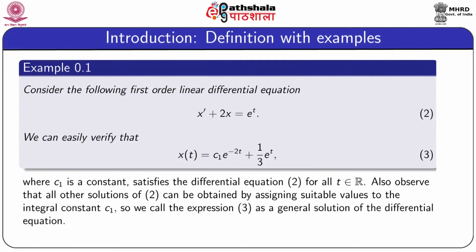Let us consider the example dx/dt plus 2x equal to e to the power t. It can be easily verified that x(t) equal to c1 e to the power minus 2t plus 1/3 e to the power t, which is given by equation 3, where c1 is an arbitrary constant, satisfies the differential equation 2 for all t belongs to R. That is, equation 3 is a solution of equation 2. Also observe that all other solutions of 2 can be obtained by assigning suitable values to the integral constant c1. So, we call the expression 3 the general solution of the given differential equation 2.